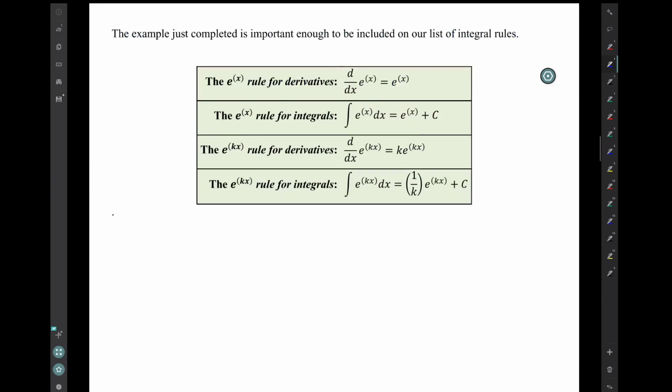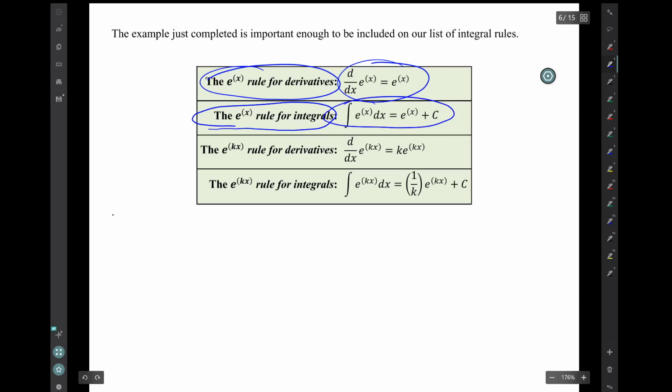It's also worth reviewing our derivative rules. Remember that we have the e to the x rule for derivatives. The derivative of e to the x is just e to the x. Very easy to remember. And just as easy to remember is the e to the x rule for integrals. The integral of e to the x is e to the x plus c, of course.